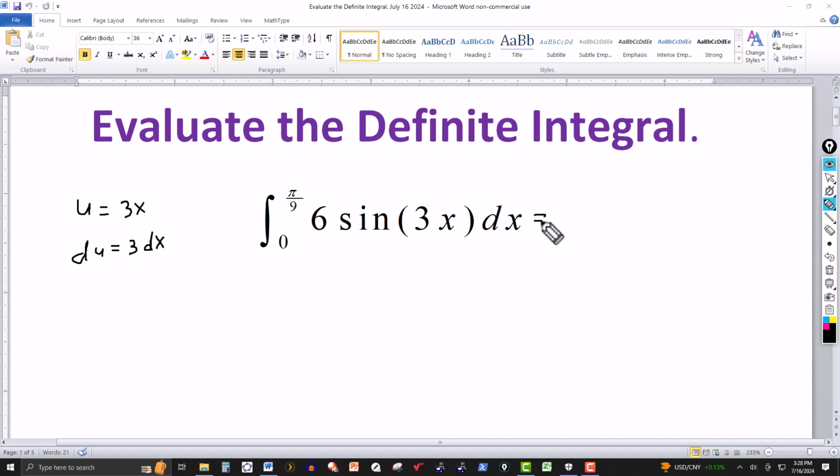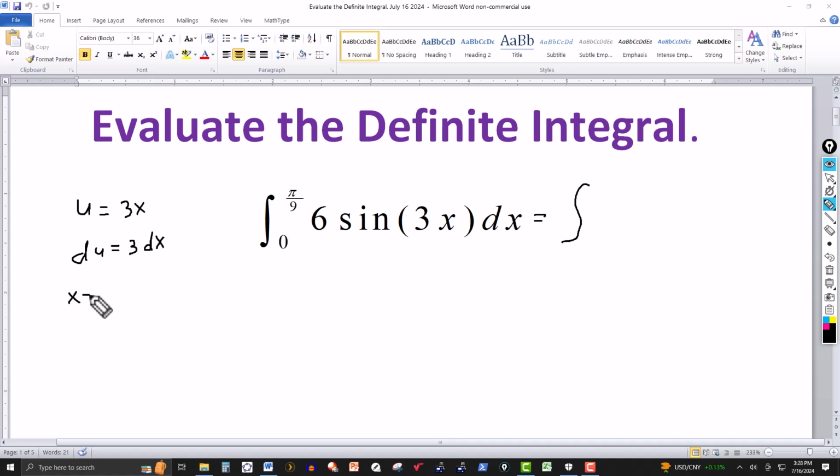Now I don't have to do that. I could go ahead and just evaluate this regularly and leave everything in terms of x to begin with, and then leave the limits of integration. But what I'm going to do is this. Here the limits go from x equals 0 to x equals pi over 9. Since I'll be dealing with u over here, this will go from u to whatever and u to whatever.